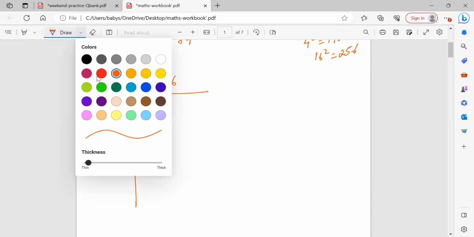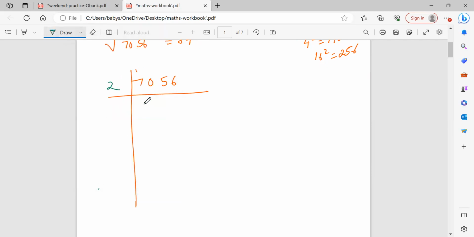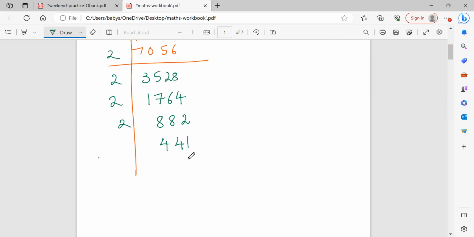Let me just apply that. Okay. So 2 35s are 70 and 2 28s are 56. Then 2 17s are 34, 1 will remain, 12. 2 6s are 12 and then 4. 2 8s are 16, isn't it? 16 minus 1, then 1 will remain, 16. Again, 2 8s are 16, 2 2s are 4, 2 4s are 8, 2 441s are 882. Okay, and then I can proceed further.